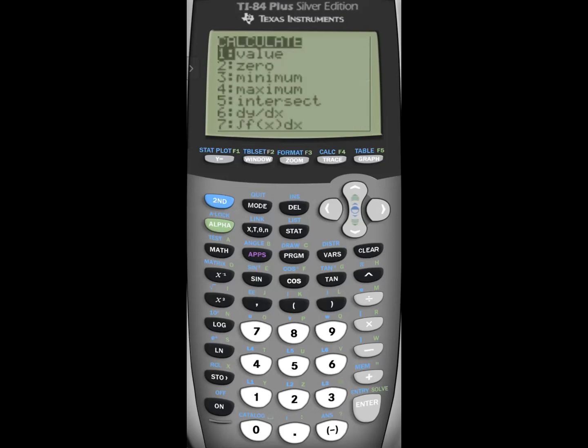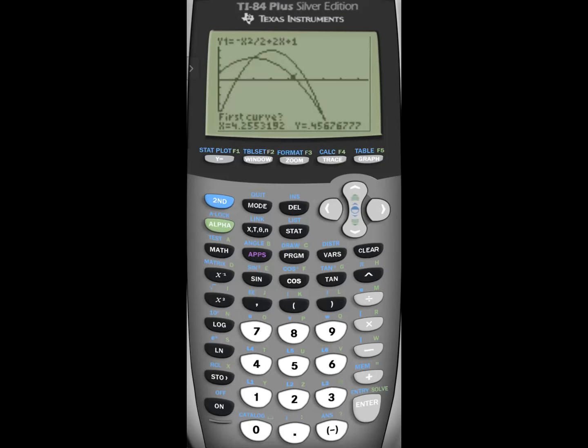So instead I'm going to go to second calc. I'm going to calculate the intersection point. Hit 5, enter, enter, because first line, second line. And then I'm going to make a guess. Just get close, don't have to get too close. And that will give me my first point at x is 2. Y is 3. I don't need that y value.